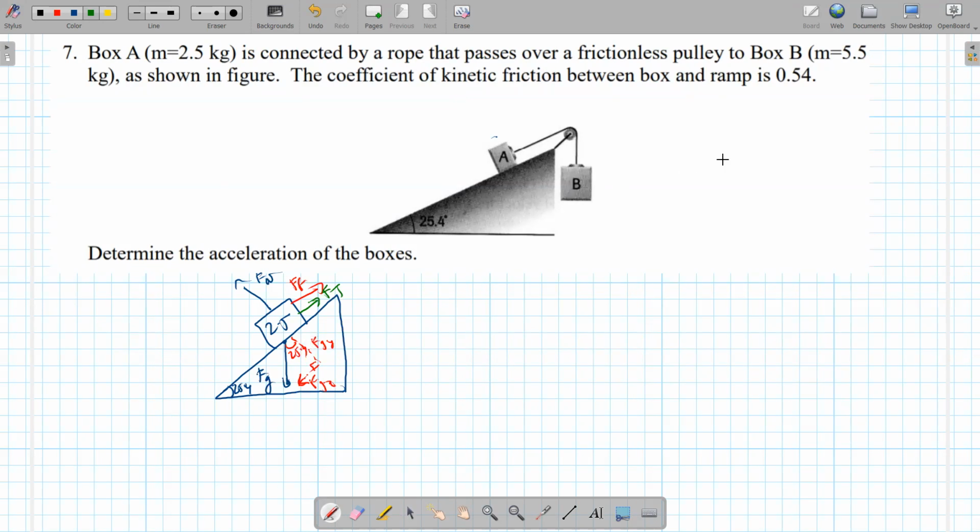B is going to be different. B is going to look like this. You have an FG down, and then you have an FT up. Oh yeah, FT is the same. Yeah, exactly. FT is the same magnitude for both of them.